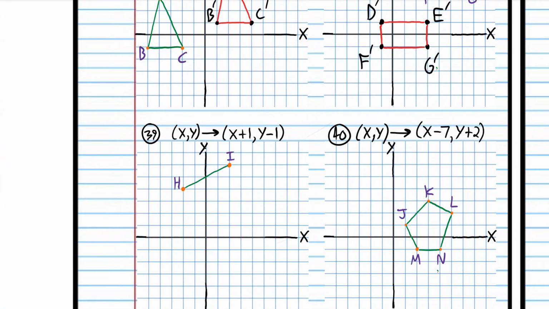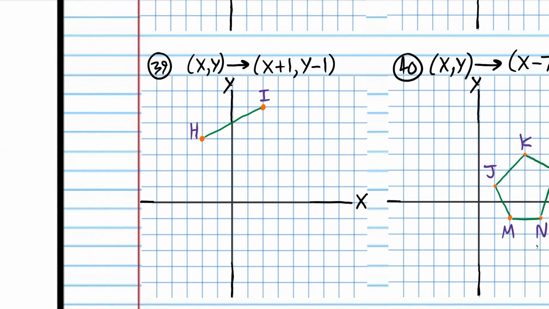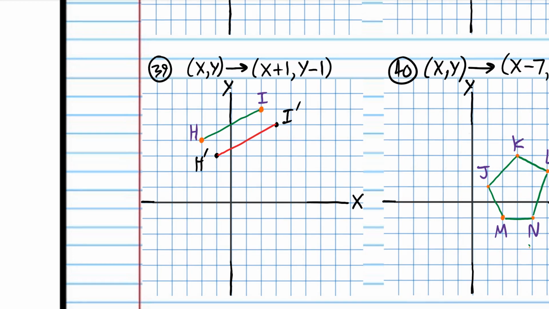All right, we're back. So this notation here tells us to move to the right 1 and down 1. So 1, 1. And there it is. So you write I prime. Make sure you write I prime and H prime, and connect the dots. And that is our transformation. So you can see we didn't really change the shape very much. We just kind of moved it to a different location. So if you got that answer, good job.